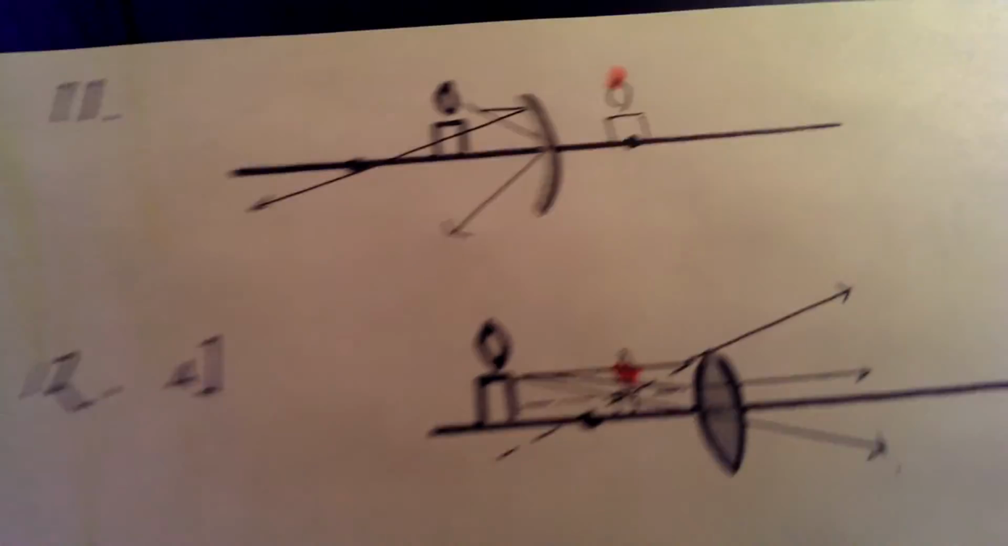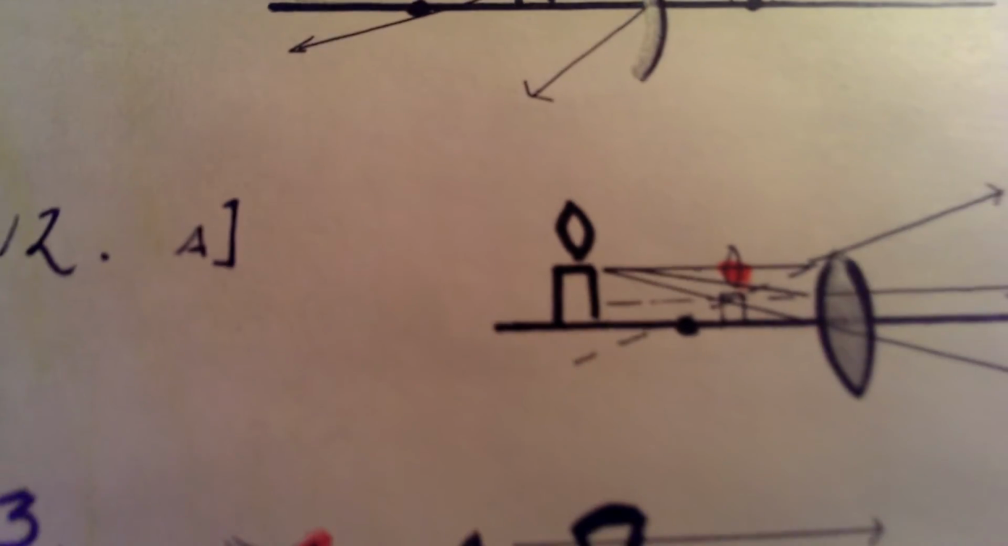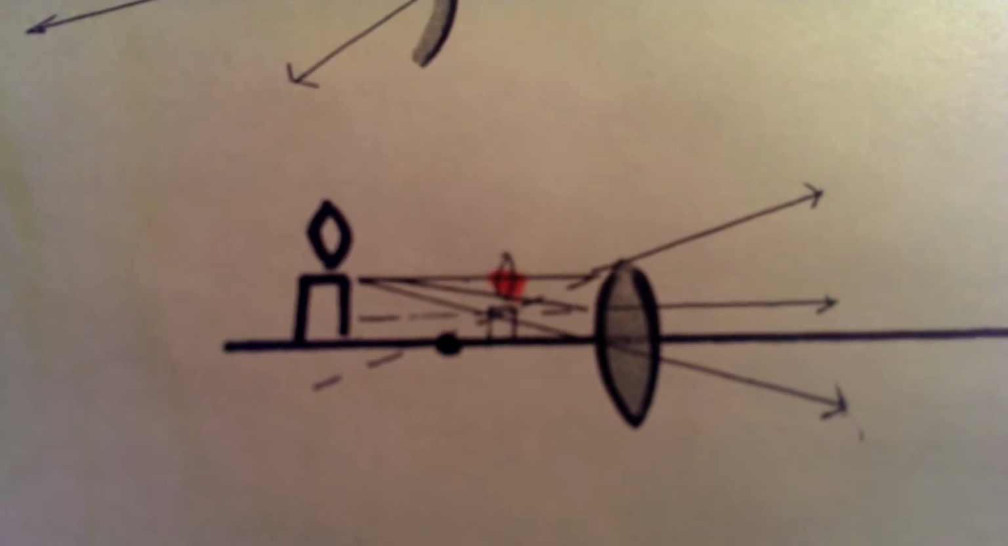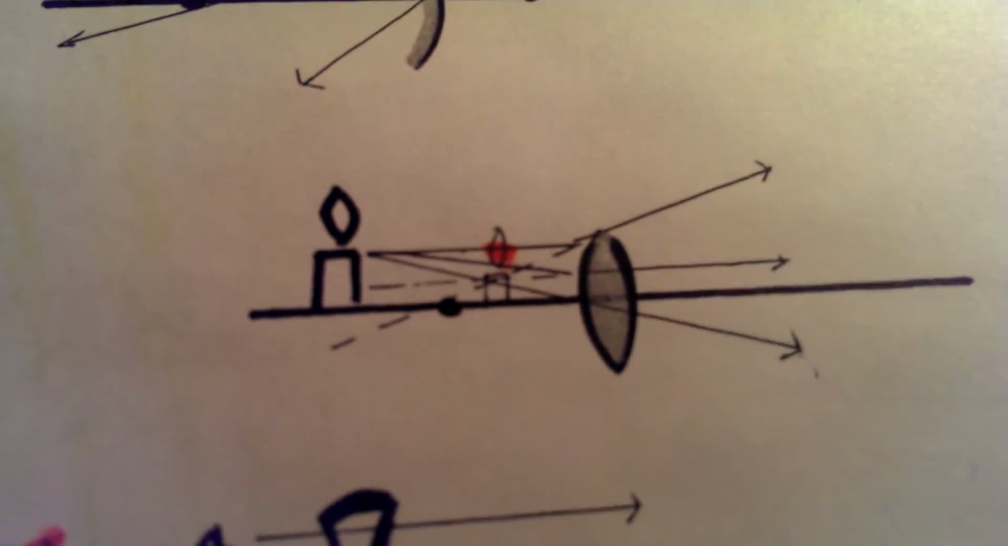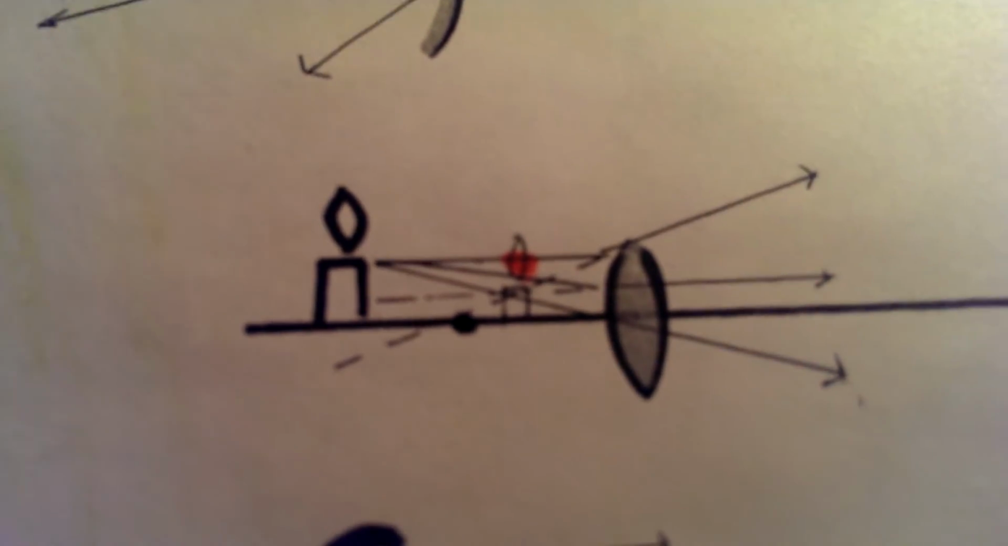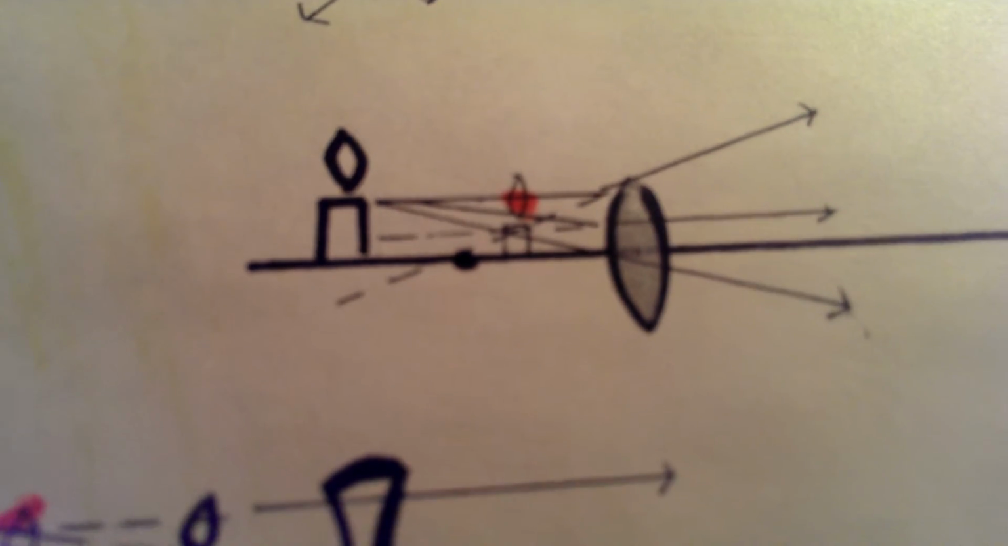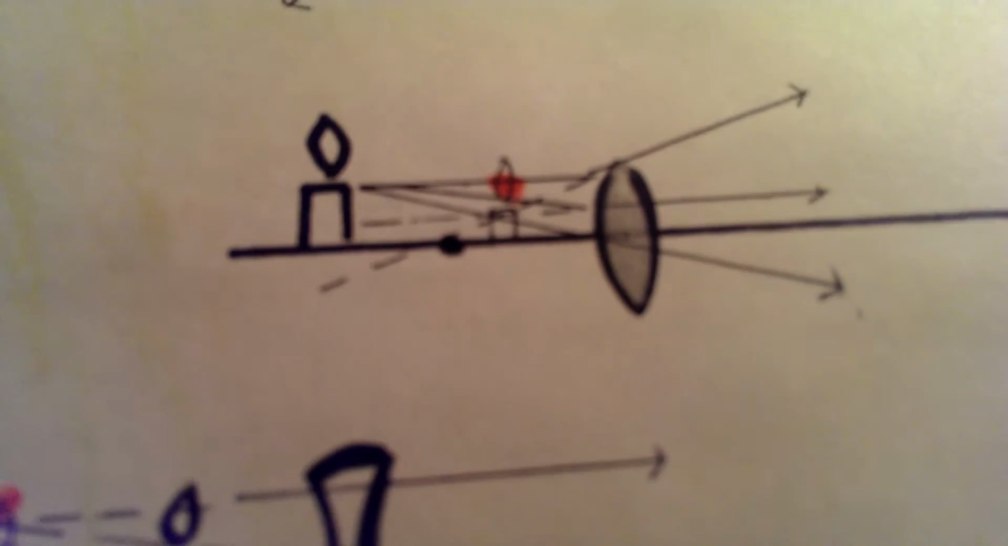Alright, so moving on down to 12. 12a was the diagram. So in 12a we have a diverging lens whose focal length is negative 12 centimeters, and the candle is placed 20 centimeters away. So we have our 3 rays. Again, where the candle appears to be is where that red mark is.